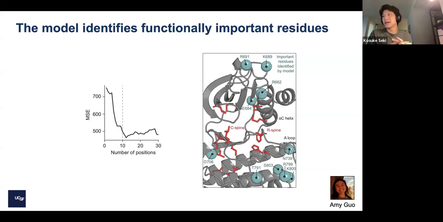And in addition to that, there's things such as the activation loop and the alpha C helix. We do find mutations around those areas as well. So I think we do corroborate known things about these types of enzymes.